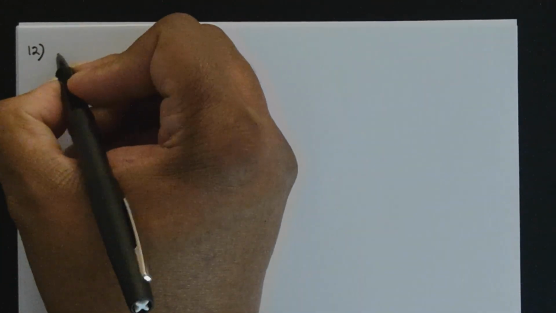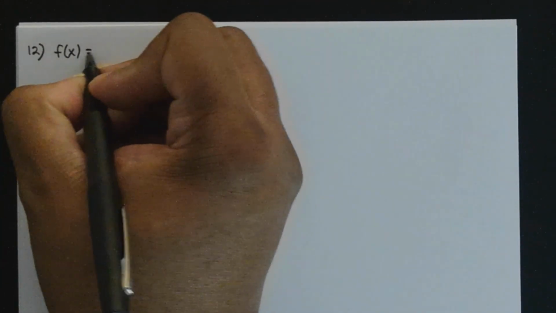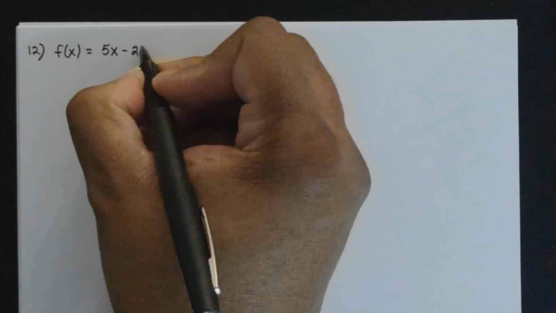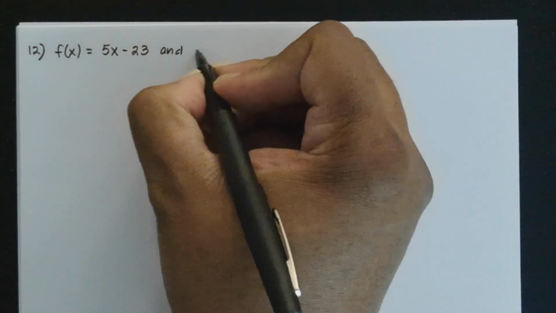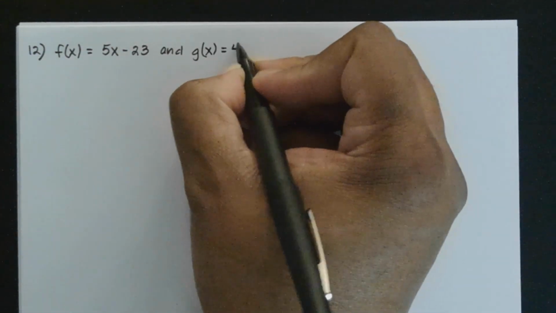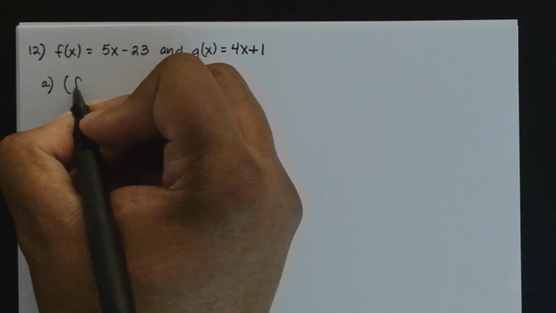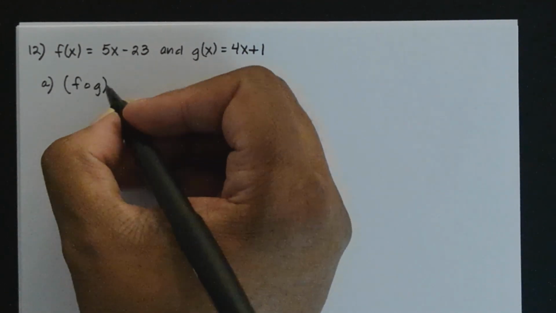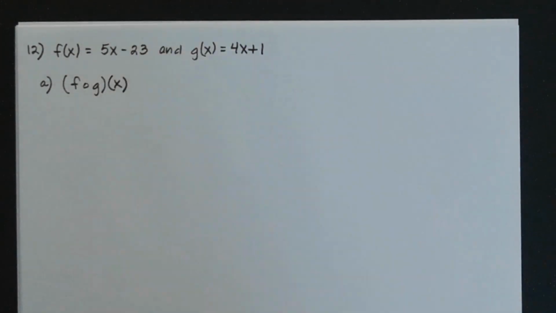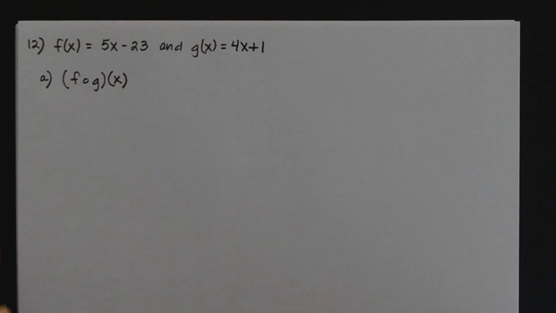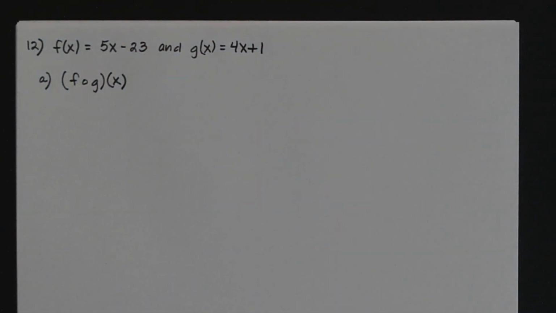Number 12 is the composition of two functions, f and g, and there are two parts to that. In number 12, f of x equals 5x minus 23, and g of x is equal to 4x plus 1. In part A, we're going to find the composition of f with g of x. And part B is going to be the composition of g with f of x. So let's start with the composition of f with g of x as part A.